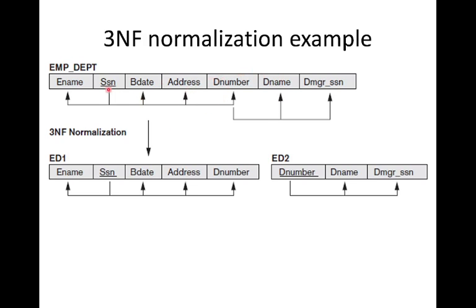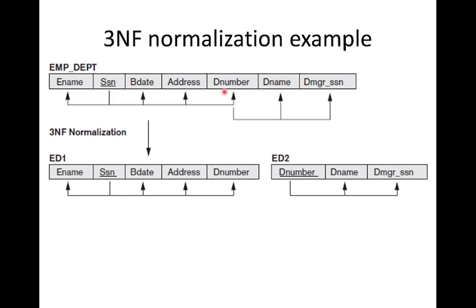But D name to SSN, there is a transitive dependency, because SSN to D number and D number to D name exist. And D number is not a candidate key. As D number is not a candidate key of this relation. Similarly, SSN to D number and D number to D manager SSN is there. So SSN to D manager SSN, there is a transitive dependency. Here also it is a problem, because D number is not a candidate key of this relation, the employee department relation. So it is a problem. So we have to normalize it.